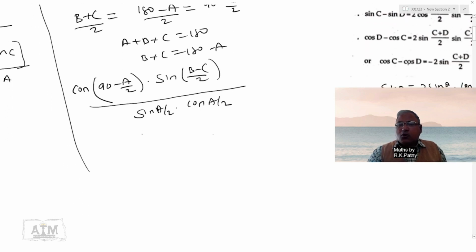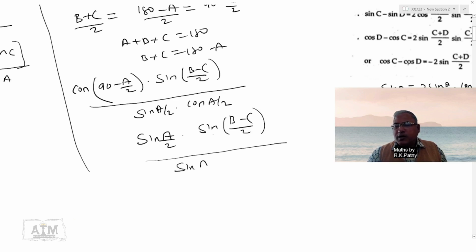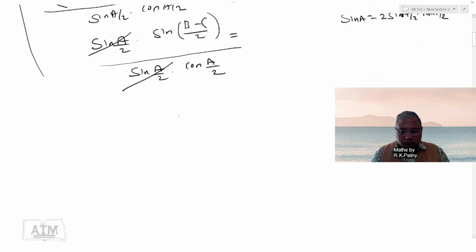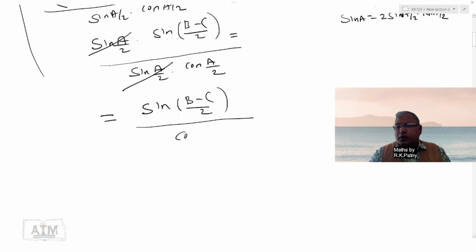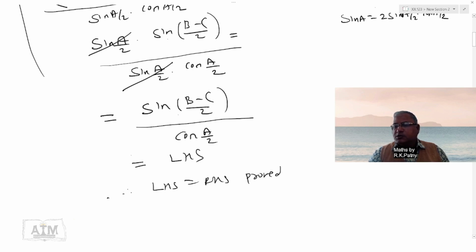Now cos of (90 minus A by 2) is nothing but sine of A by 2. So sine of (B minus C) upon 2 divided by sine of A by 2 dot cos of A by 2, that equals sine of (B minus C) upon 2 divided by cos of A by 2. That equals LHS. Therefore, LHS equals RHS, proved.